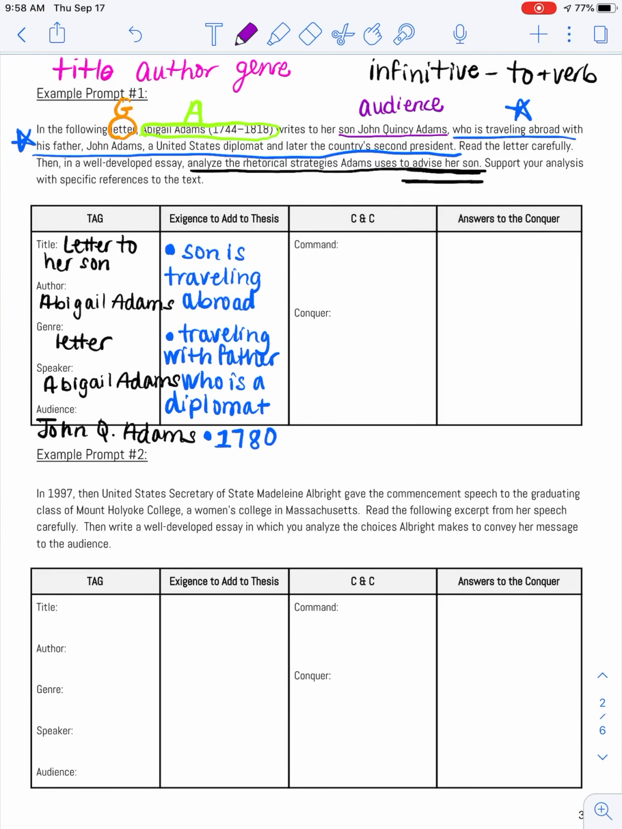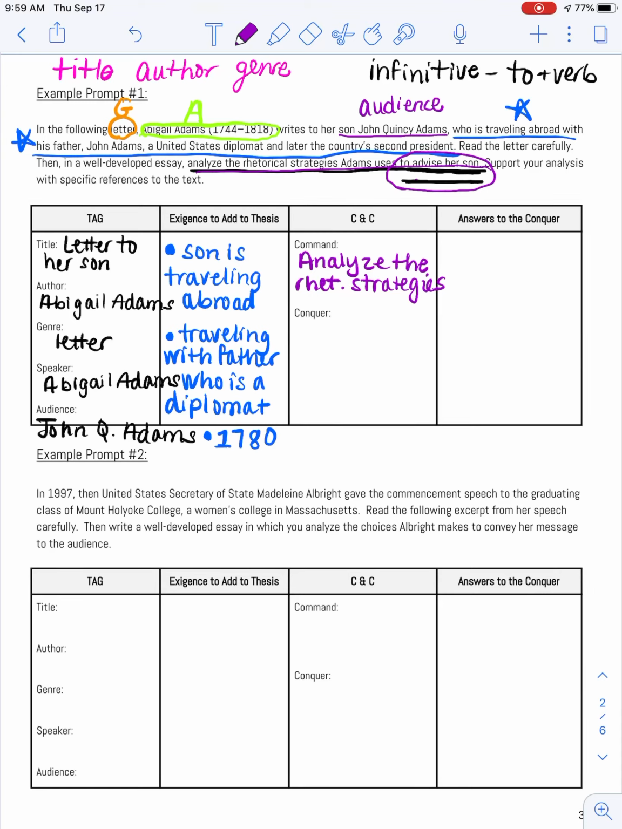Okay, the next thing that I'm going to do, I'm going to switch my color here again, is I'm going to look at my command. So we know that my command is analyze the rhetorical strategies Adams uses to advise her son, right? It's right up here. This is our one sentence. Here's the deal. I need to turn that into a question so that I, in fact, have something to write my thesis about. It helps us accomplish this main idea. So the first thing is I look at the command section with a double underline. It says to advise her son.